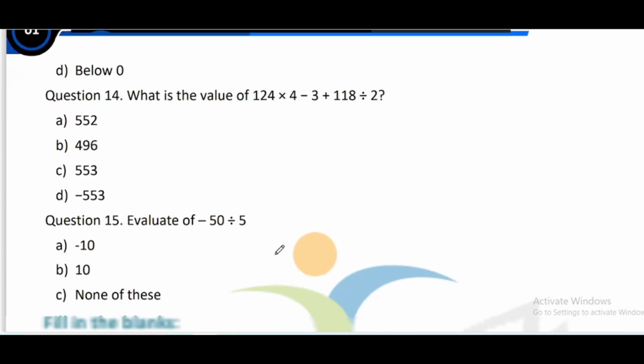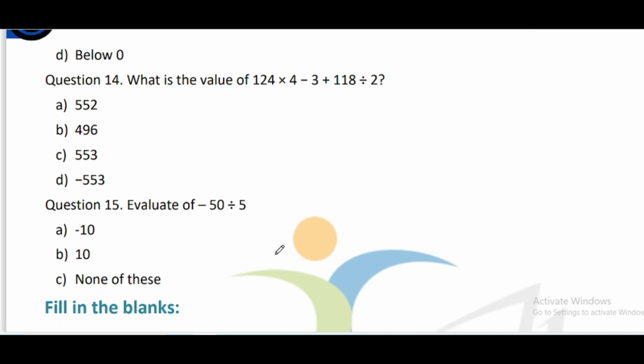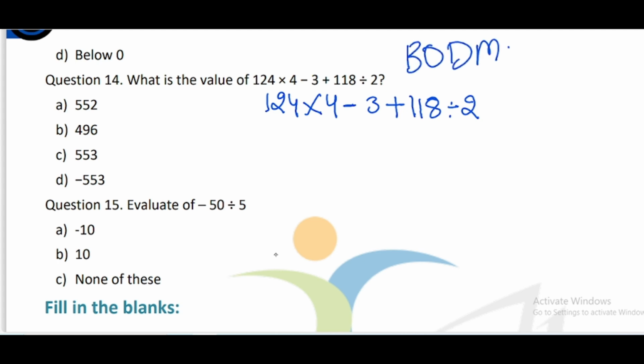Let's see question number 14. What is the value of 124 multiplied by 4, minus 3, then plus 118 divided by 2? First we solve. We use the formula of BODMAS. First we solve the bracket, then of, then division.